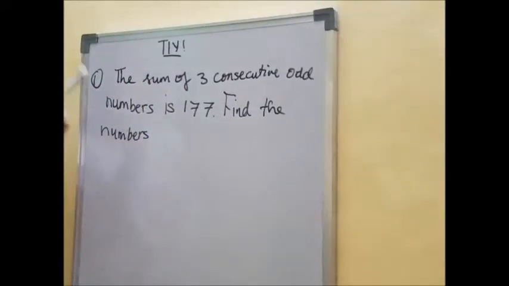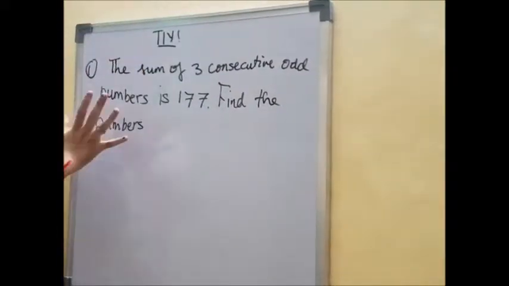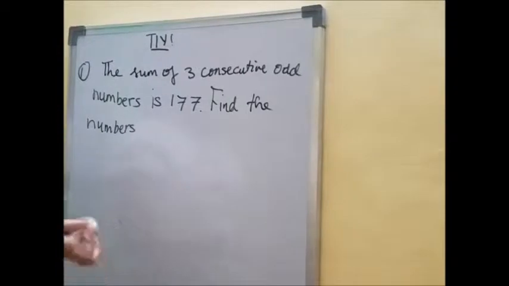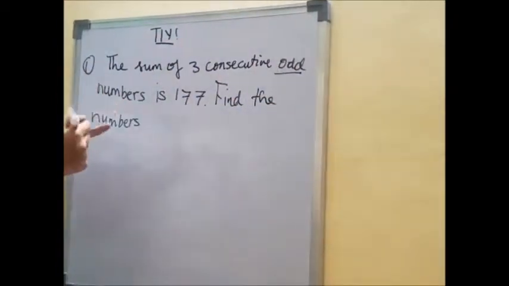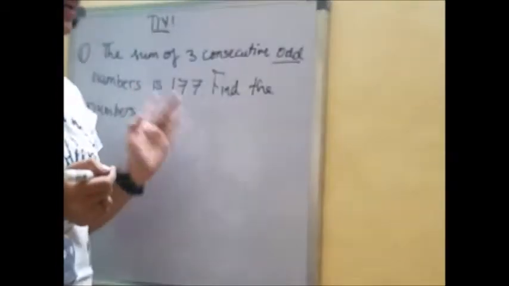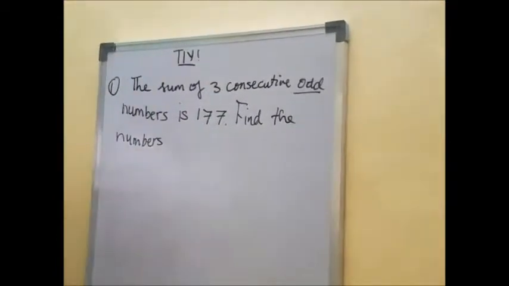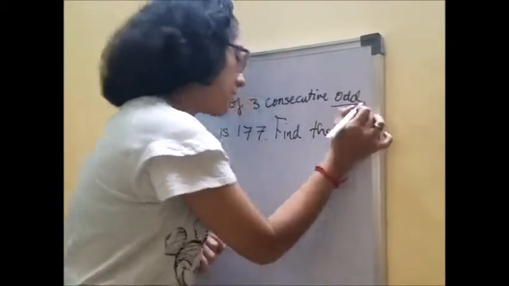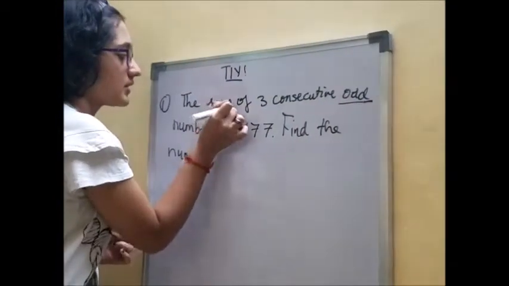So this is your TIY. The first question is, the sum of 3 consecutive odd numbers is 177. Find the numbers. So the keywords over here are odd numbers, is, and sum.